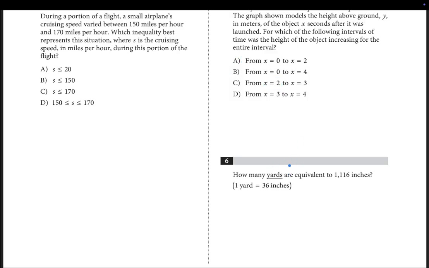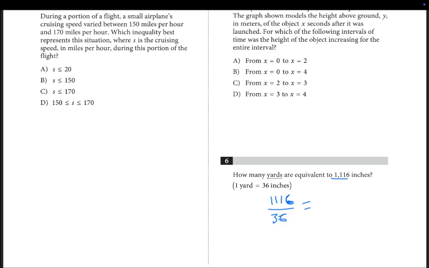Question number 6 states, how many yards are equivalent to 1,116 inches? This is going to be a simple division problem. So it's going to be a conversion problem as well. We're going to divide 1,116 by 36, as that's our amount of inches that's converted to 1 yard.